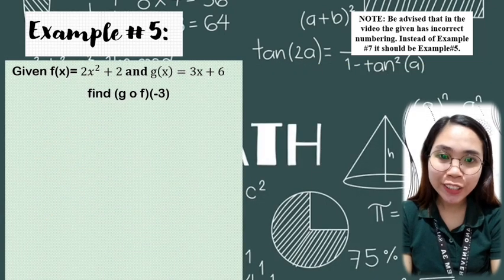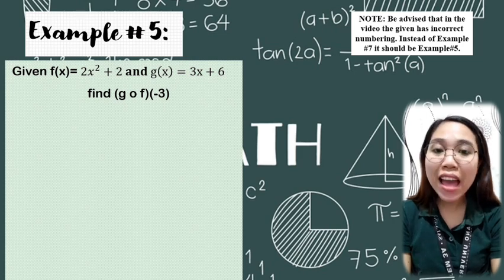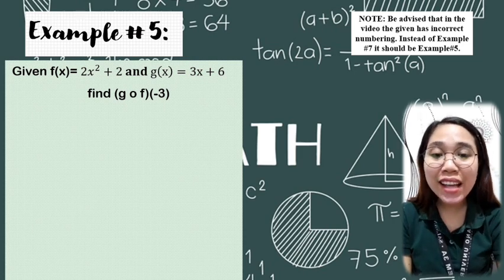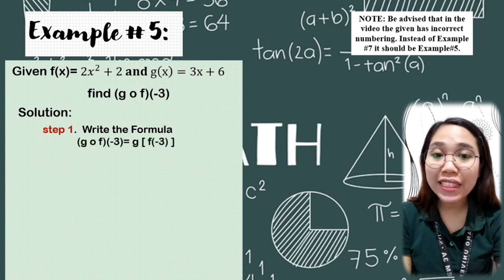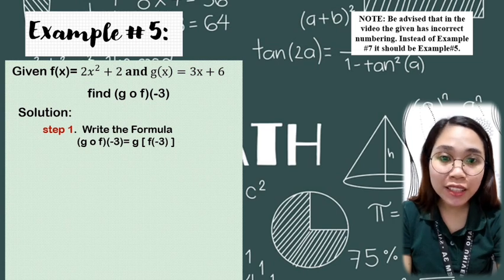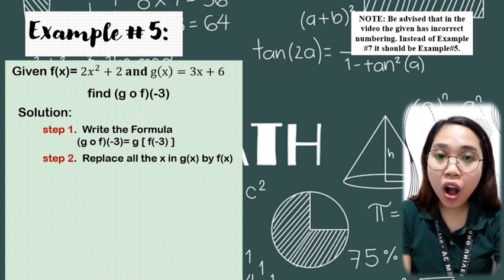Last example for today. Given f of x is equal to 2x squared plus 2 and g of x is equal to 3x plus 6, find the quantity of g circle f of negative 3. Step 1, write the formula. The quantity of g circle f of negative 3 is equal to g of f of negative 3.